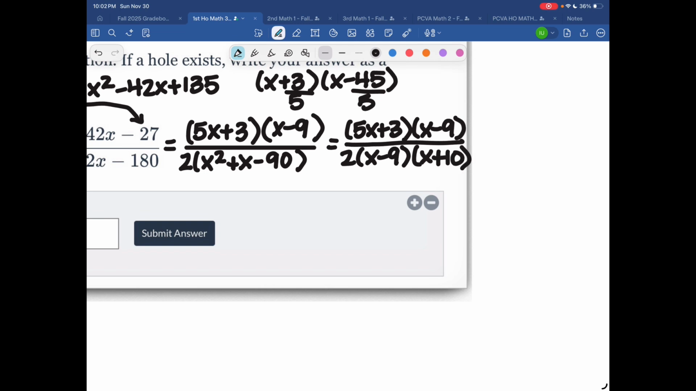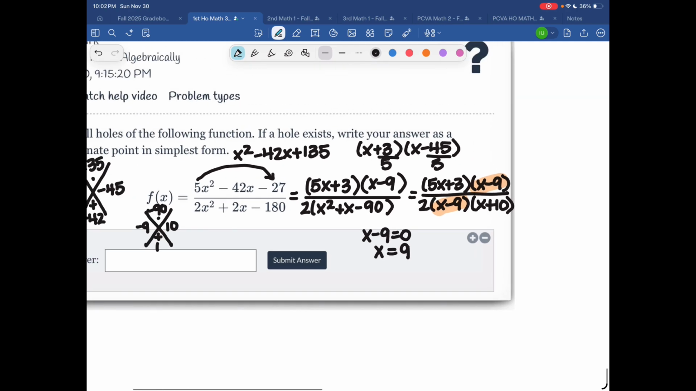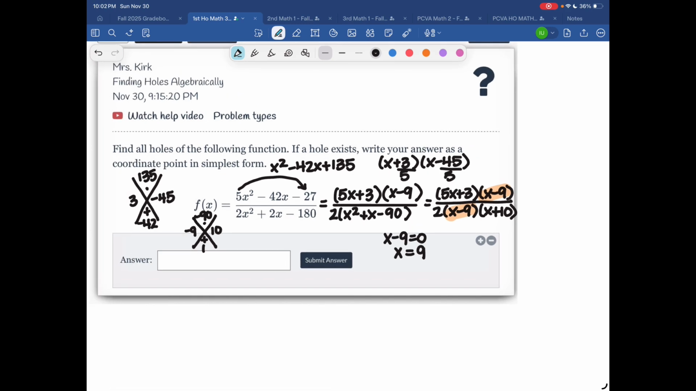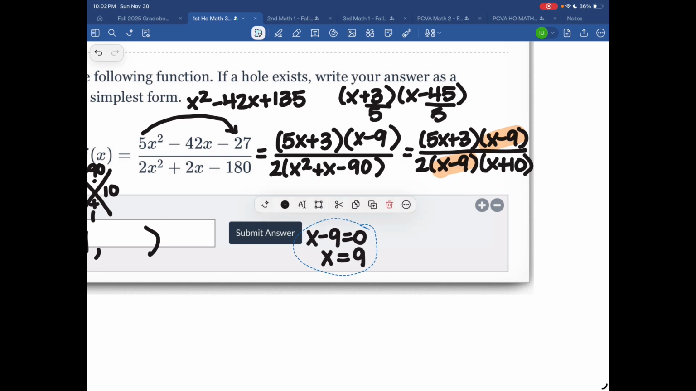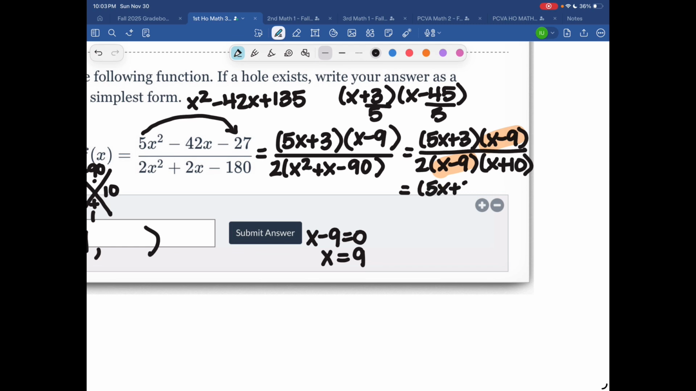All right, so my holes are going to be at the x minus 9, that's what they have in common. So we know initially that x minus 9 equals 0, so x equals 9. Now, it says if a hole exists, write your answer as a coordinate point. So if we're going to write it as a coordinate point, we have to have the y value. Remember, the y value is going to come from the simplified form and us substituting in. So the simplified form is going to be 5x plus 3 divided by 2 times x plus 10.